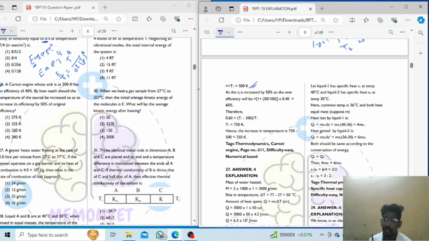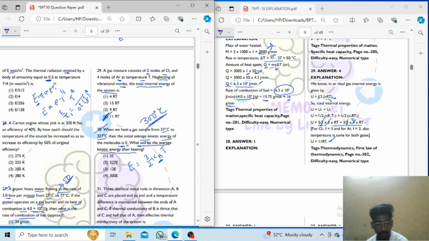We heat a gas sample from 27 to 327 degrees Celsius, that means 300 degrees Celsius is the change in temperature. When the average kinetic energy of the molecules is E, what will be the new average kinetic energy? There is a formula: the kinetic energy E equals 3 by 2 kBT, where kB is the Boltzmann constant. You have to calculate the change in the energy. Therefore you can say E is proportional to T.